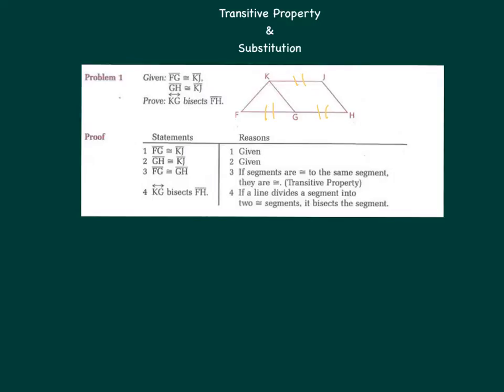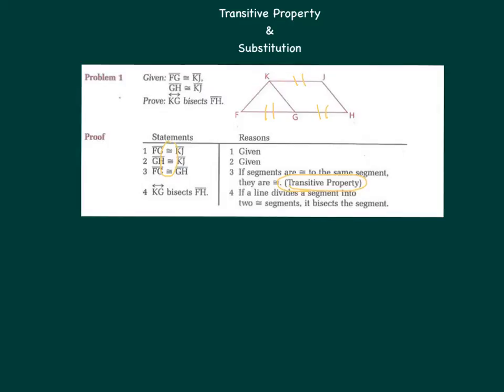So now, we start writing out our proof. We start off with the givens, and we get those first 2 done. And then the third one, we see that FG is congruent to GH. And that's because if segments are congruent to the same segment, then they are congruent. But for our purposes, we can just write transitive property. You'll see that in our statements, all 3 of the statements were congruencies. And whenever that's the case, it's most appropriate to use transitive property.